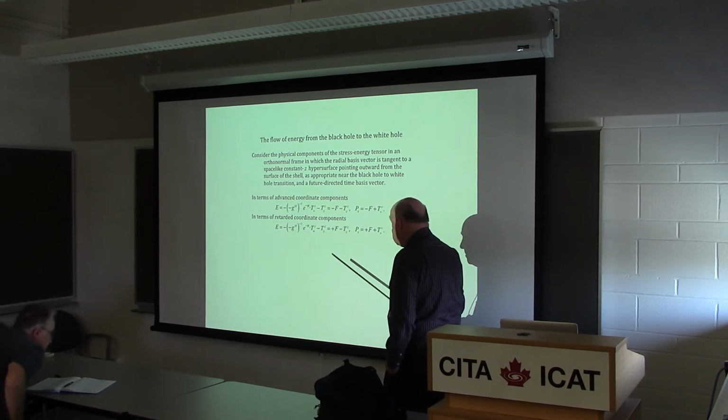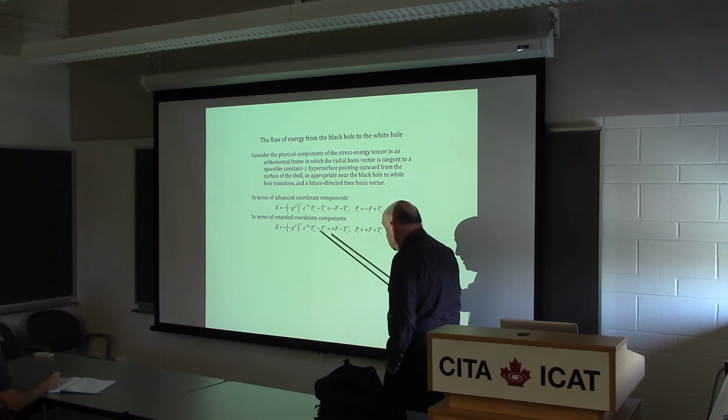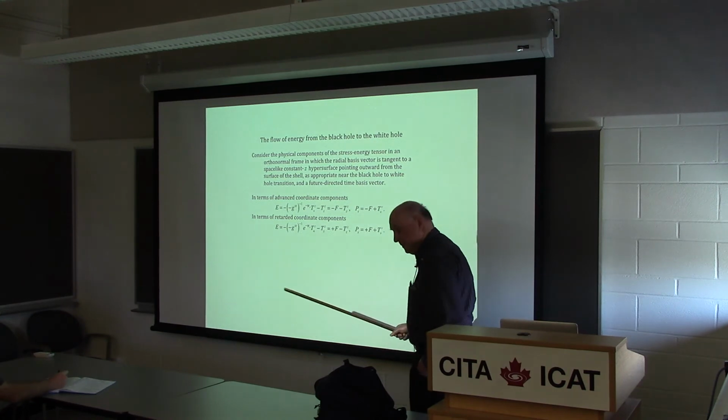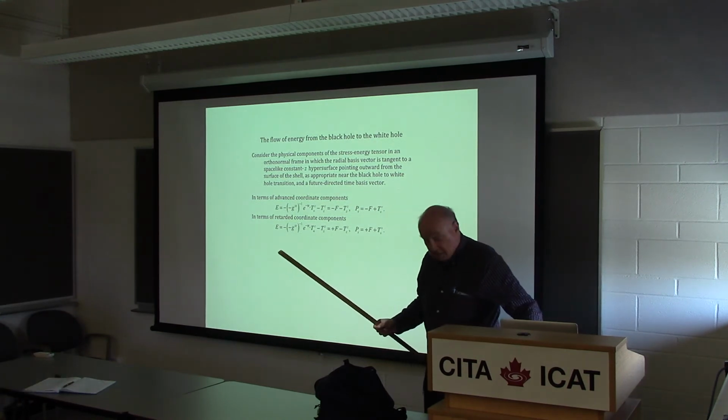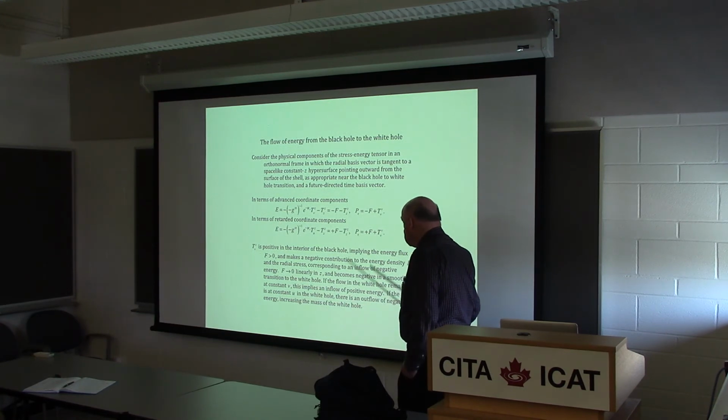Okay, so if the flow of energy is along ingoing radial energy geodesics in the black hole and outgoing radial energy geodesics in the white hole, what you get in the white hole is an outflow of negative energy. All right, and across the white hole horizon. And this is just saying all that.